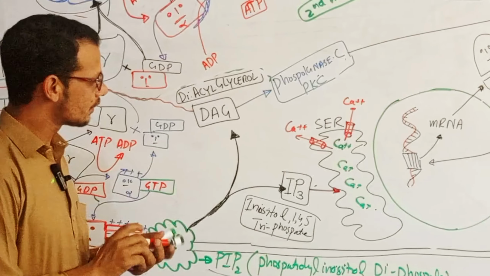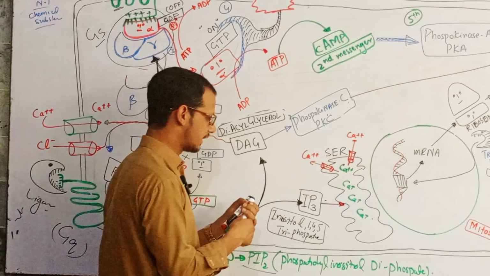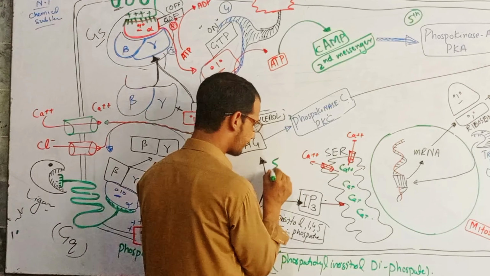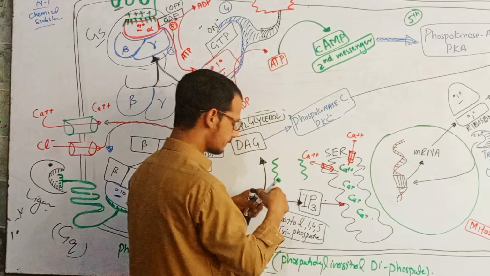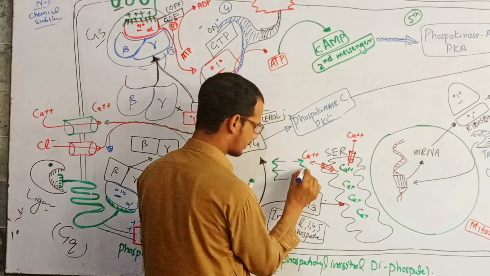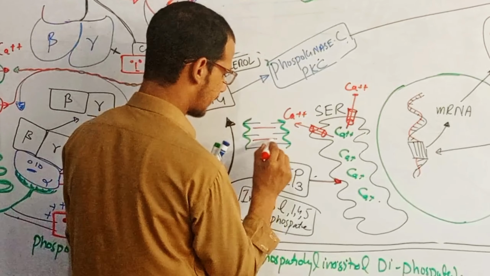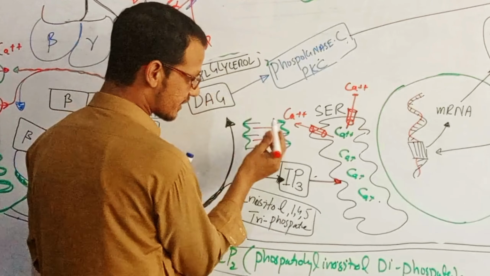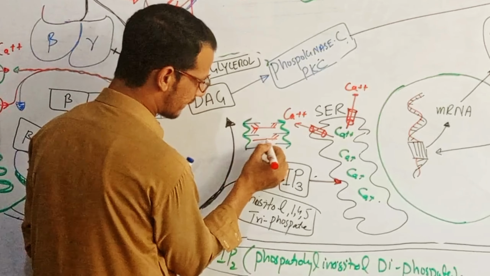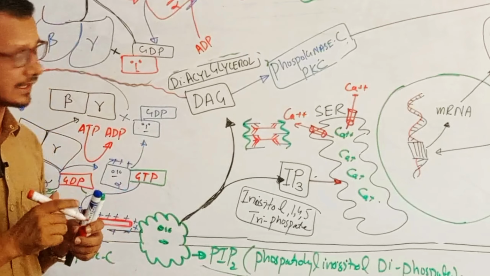Now, what will the calcium do? For example, we have actin and myosin here. This is a muscle cell, for example. These are actin and myosin. This calcium is responsible for attachment of actin and myosin and will start the muscle contraction, right?